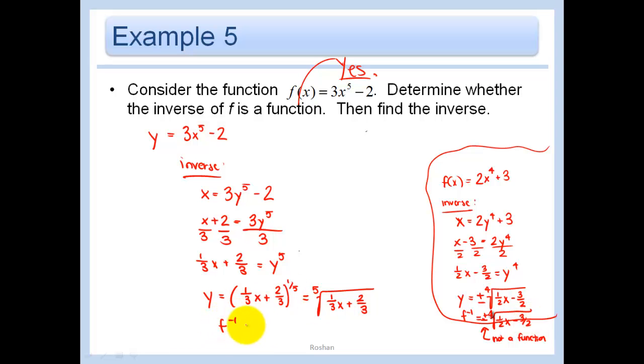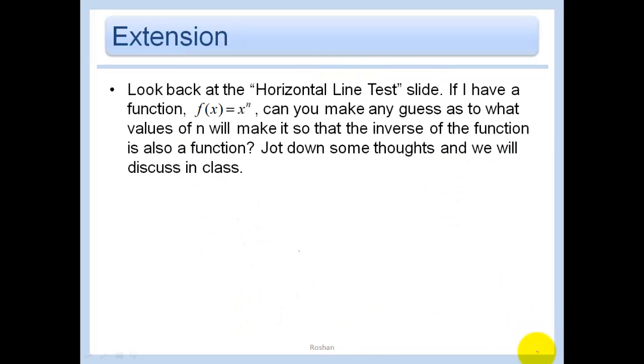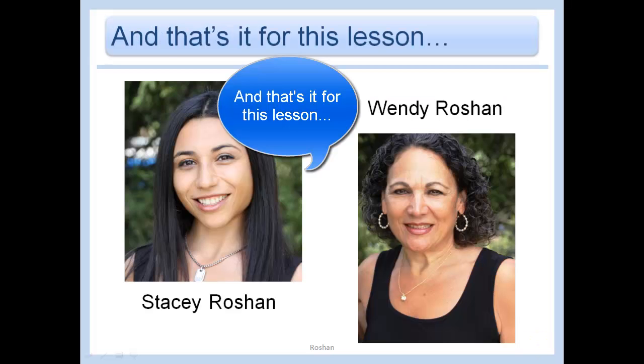This one, I guess, for final form, I should write f inverse equals the 5th root. And I really think I've answered this question throughout this PowerPoint, so hopefully you can just write a little note to yourself. Look back at the horizontal line test. If I have a function, f of x equals x to the n, can you make any guess as to what values of n will make it so that the inverse of the function is also a function? So just jot down some thoughts and we will talk about it in class. And that's it for this lesson. Bye.